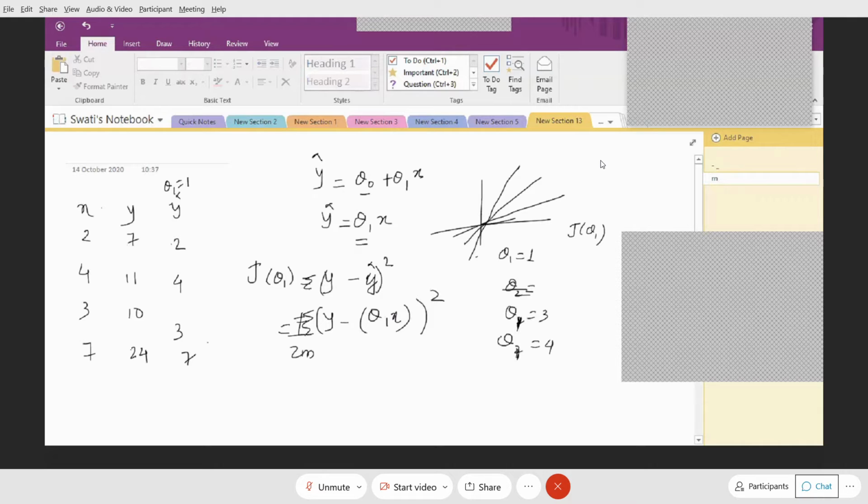And what is going to be the difference? The difference is going to be 7 minus 2 is 5. So 5 square is 25 plus 11 minus 4 is 7, 7 square is 49, plus 10 minus 3 is 7, 7 square is 49, plus 24 minus 7, what is 24 minus 7? It is 17, so 16.